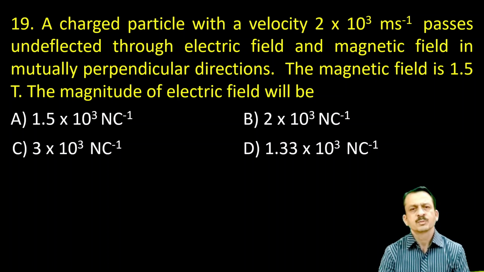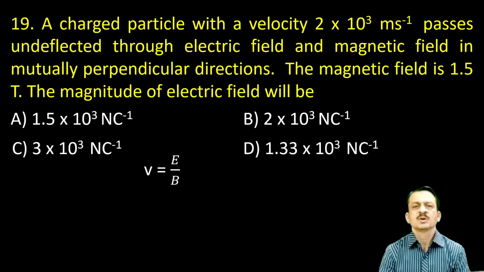Now carefully look at the problem. A charged particle, its velocity is given, it is passing undeflected. That is the velocity selector formula. The velocity selector formula: V is equal to E by B, where E is the magnitude of the electric field and B is the magnitude of the magnetic field. Now here magnetic field is given, velocity is given. Asked to find the electric field, therefore electric field is equal to V into B.